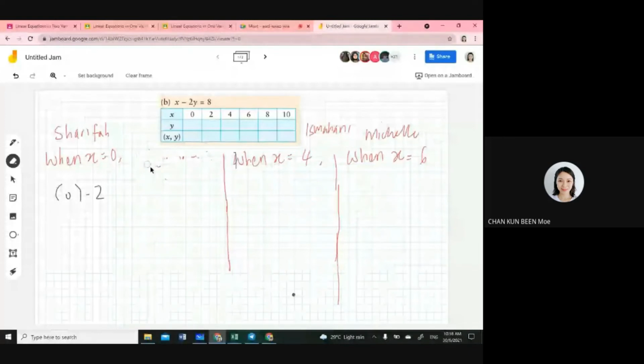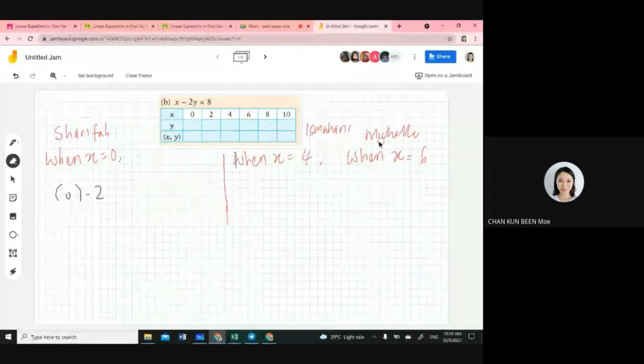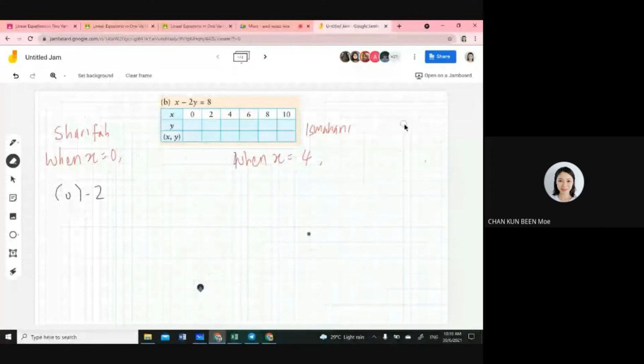I'm giving space to Ismahani over here because it's not enough. So Michelle, you do it on a piece of paper. After you have done it, you give me the answer. When x is equal to 6 here, what is the value of y? Okay. I think not everybody can write together. So we let Sharifa write first. The rest don't do anything. Okay, Sharifa, you can continue.